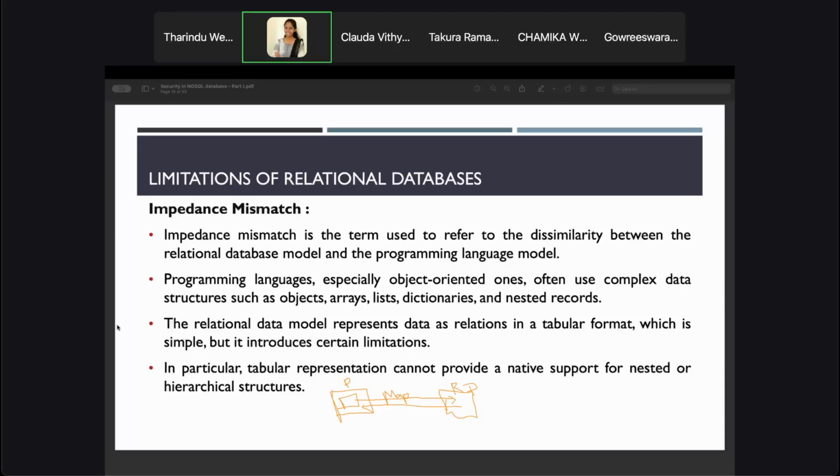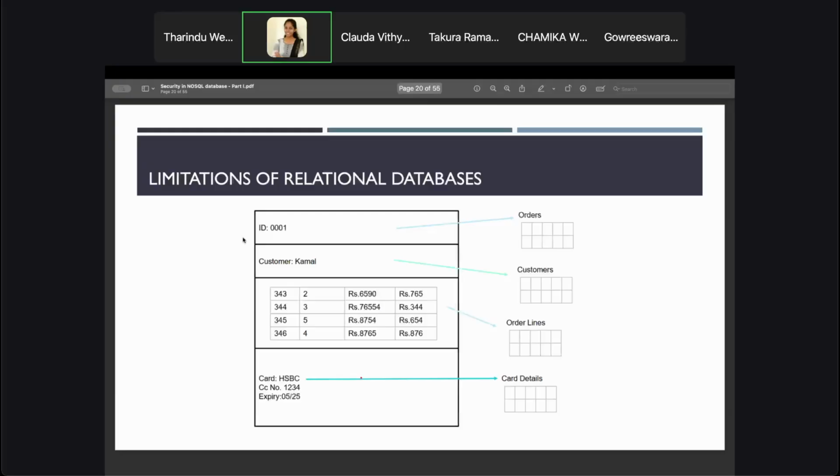All right, let's see. Maybe if we have an example, you might understand better. If you consider this example, let's assume in your programming language, in your backend code using Java or something, you are able to store this nested data, right? You can write code to store the nested data. For example, ID, customer name, customer orders, and his card details. So we can write code inside our programming language to store this nested data.